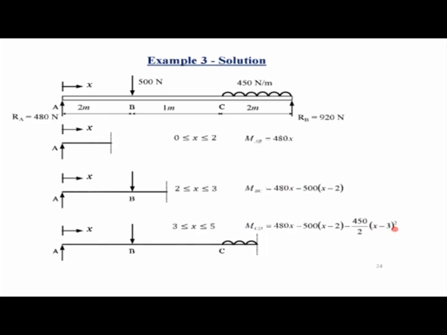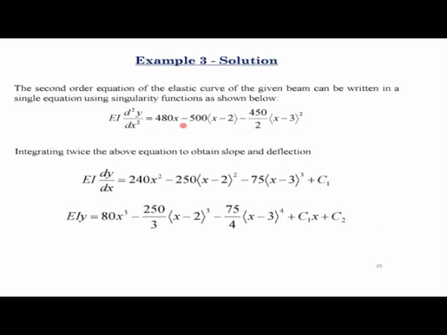Similarly, if you put this x minus 3 within the box bracket, that means when x is less than 3, this term becomes 0. Only when x is greater than 3 is it applicable. So that is what we do here. We use the singularity functions to express the moment equation of that beam, and then we put it in the second order equation of the elastic curve. So EI d2v/dx square is equal to 480x minus 500 times the singularity function x minus 2, minus 450 by 2 into x minus 3 whole square. Again, this is a singularity function.